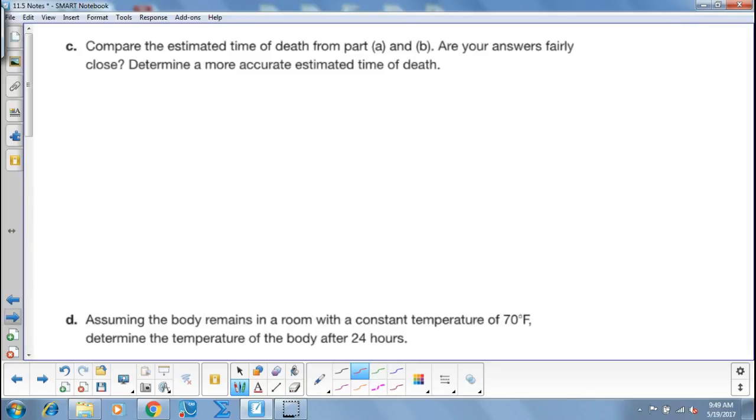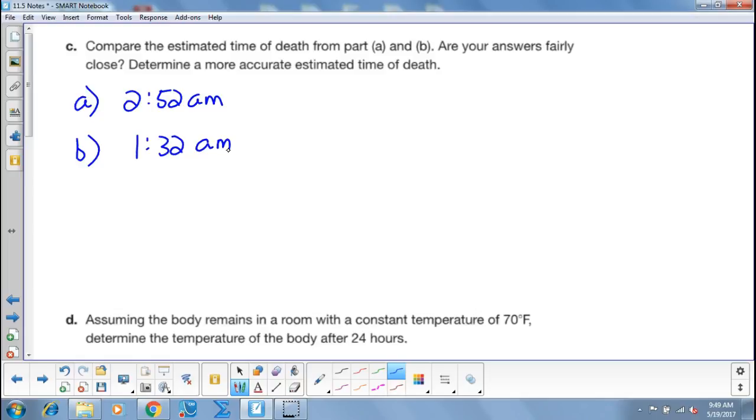Compare the estimated time of death from part A and part B. Are your answers fairly close? So in A, it was what? 2:52. In B, it was 1:32 a.m., right? Are those pretty close? Depends on your, right? I mean, we're talking an hour and 20 minutes. You know what I mean? So we're talking 80 minutes in between there.